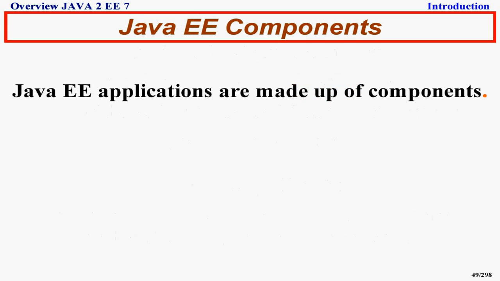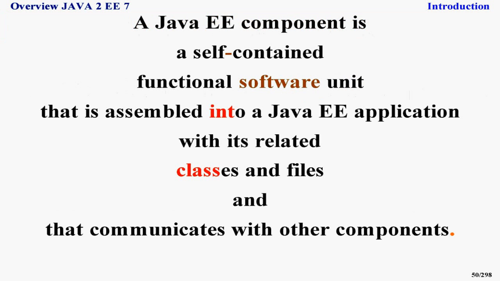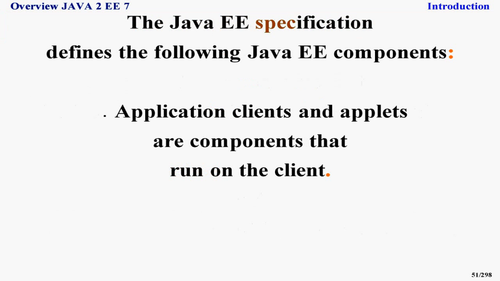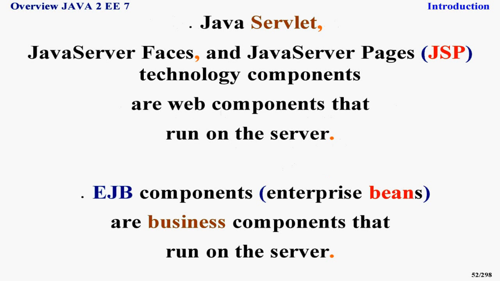Java EE components. Java EE applications are made up of components. A Java EE component is a self-contained functional software unit that is assembled into a Java EE application with its related classes and files and that communicates with other components. The Java EE specification defines the following Java EE components. Application clients and applets are components that run on the client. Java Servlet, JavaServer Faces, and JavaServer Pages (JSP) technology components are web components that run on the server. EJB components (enterprise beans) are business components that run on the server.